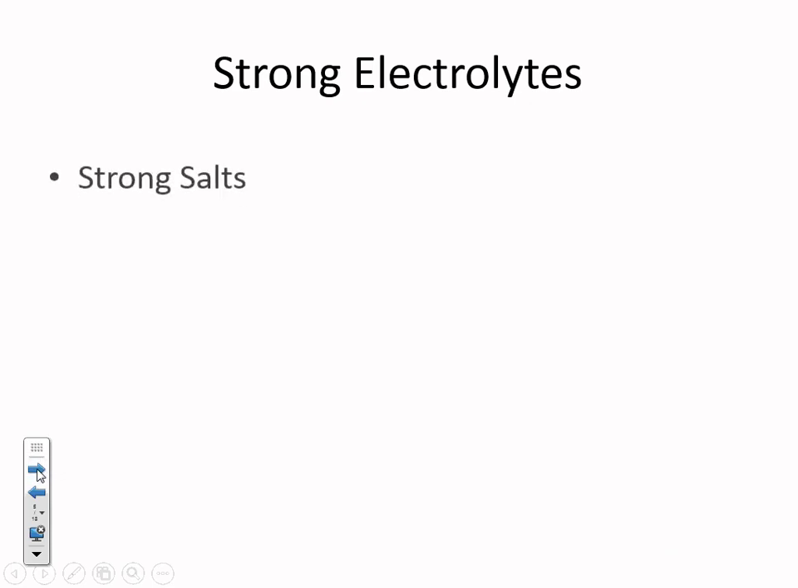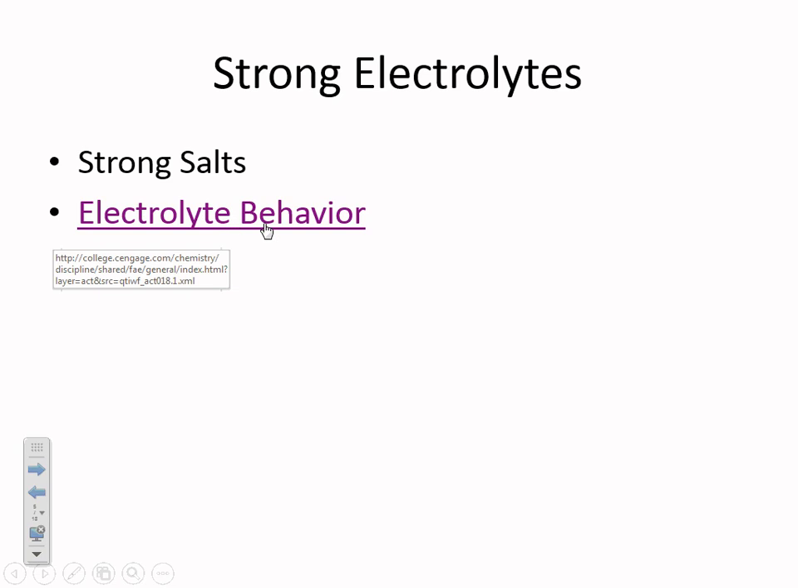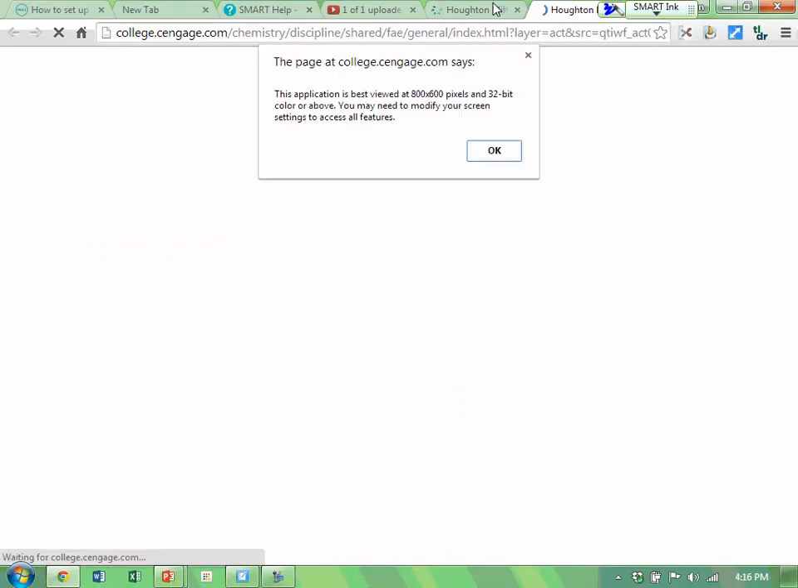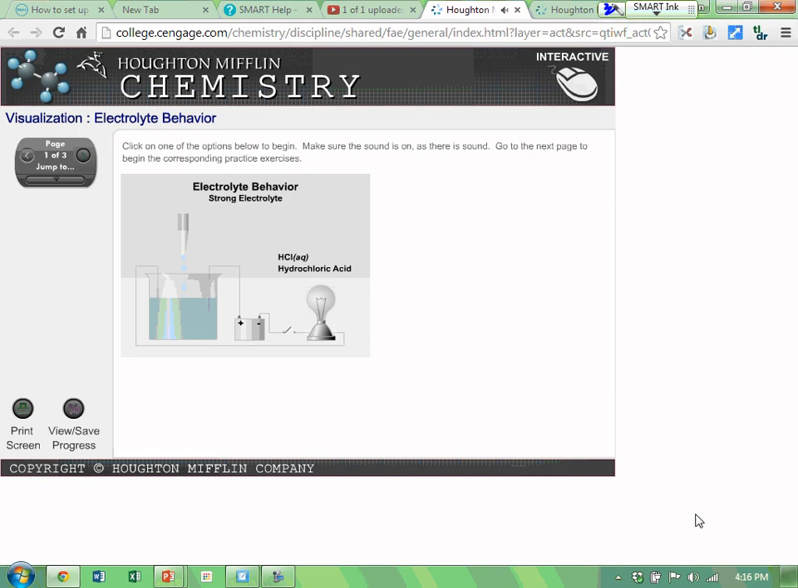We have strong electrolytes. You might remember they would make the light bulb light up quite strongly. And these strong electrolytes are salts. And let's go to this. So if we have a strong electrolyte, it says select a box to view the behavior of a strong electrolyte, weak electrolyte, or not. Strong electrolytes dissociate completely to give ions in solution that conduct electrical current. Soluble salts, strong acids, and strong bases act as strong electrolytes in solution. So notice it was pretty bright light.